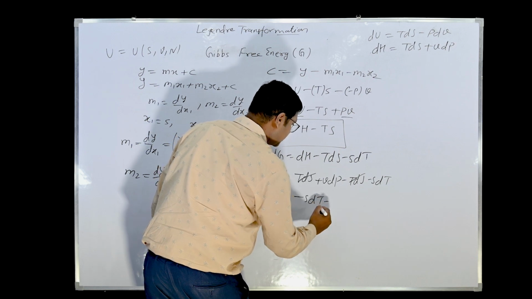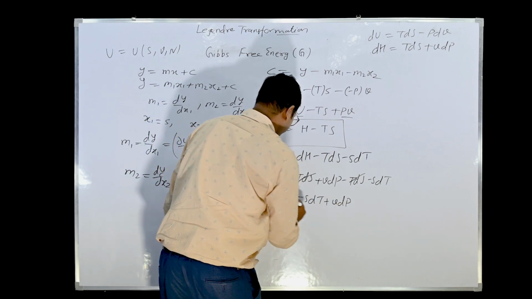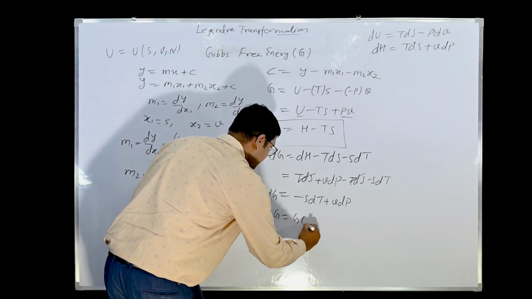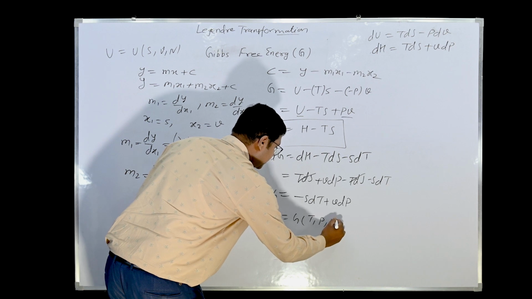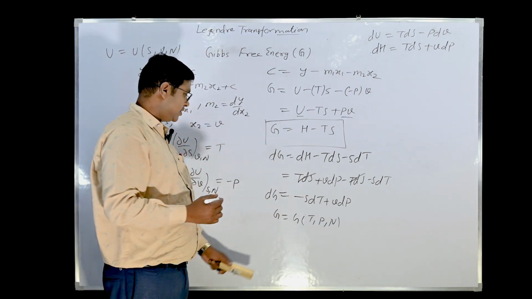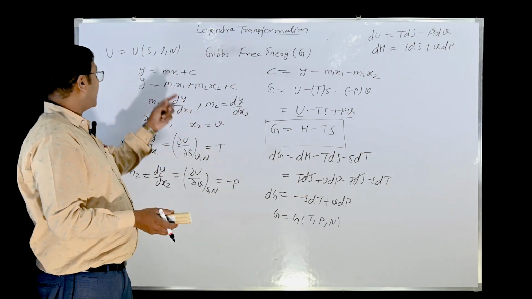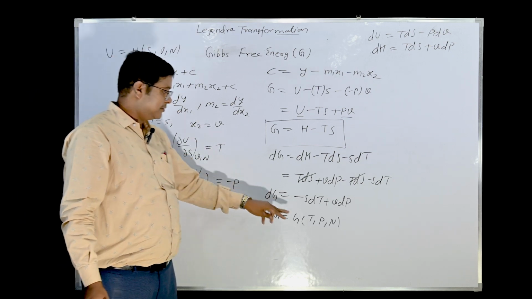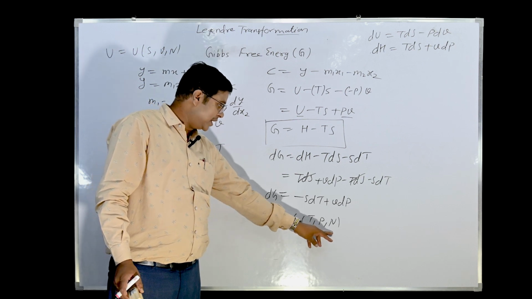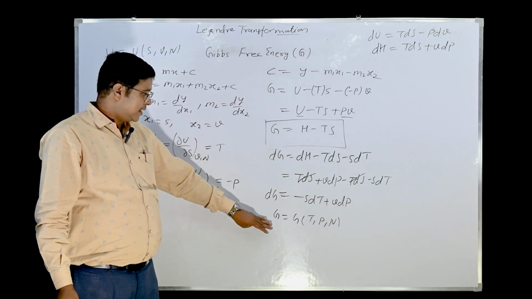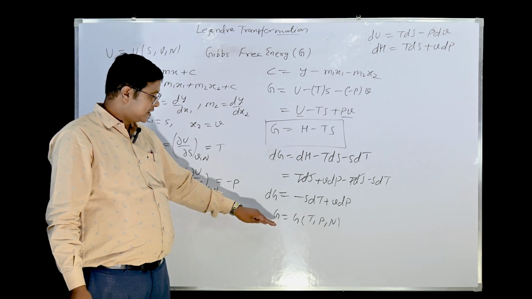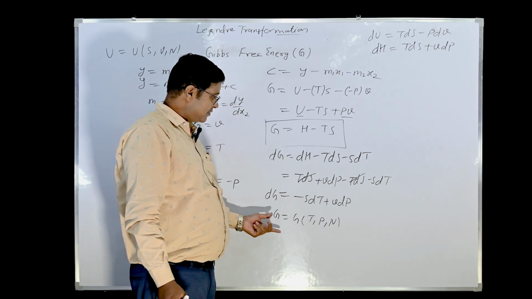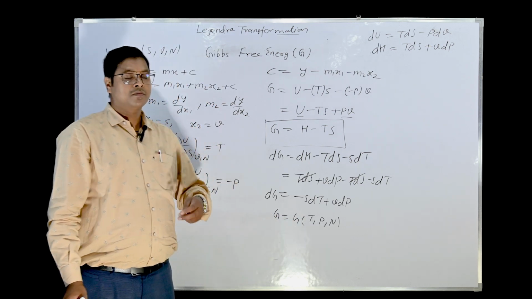So dG is equal to minus SdT plus VdP, or we can see that G is a function of temperature, pressure, and if a number of components were there, T, P and N. So now you can see that the function variables S, V and N are replaced with other variables, that is T, P, and this I am representing with another symbol G, and that we call the Gibbs free energy. So Gibbs free energy is a function of temperature, pressure, and number of components.